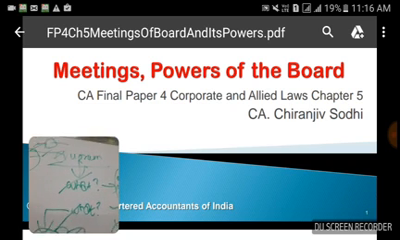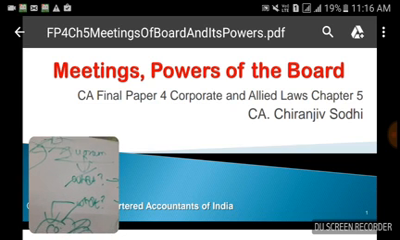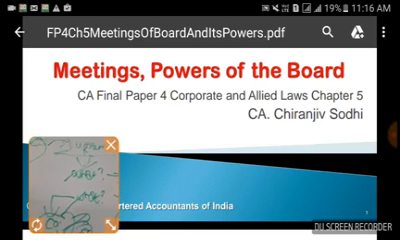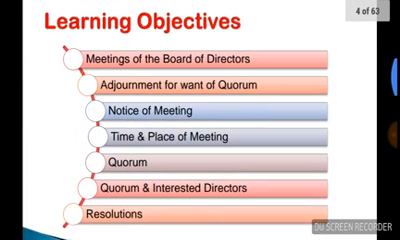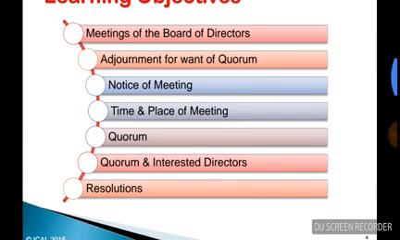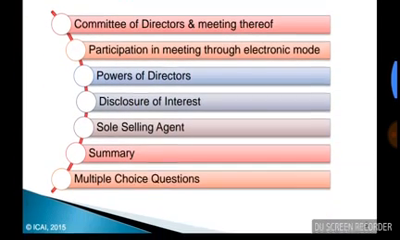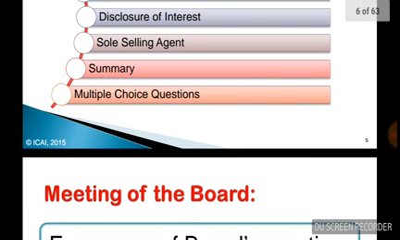Let's see the content given in the institute material slides about these meetings and quorums. Meetings. These learning objectives are: meetings, adjournment, notice, time and place, quorum and interested directors, resolutions, committee, participation, powers of directors, disclosure of interest, sole selling agent, summary. We will discuss one by one.